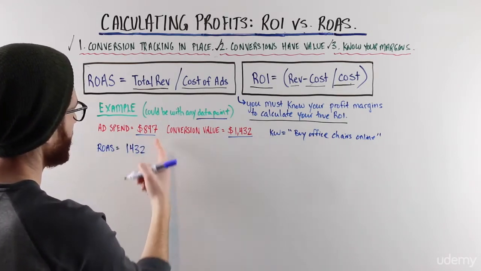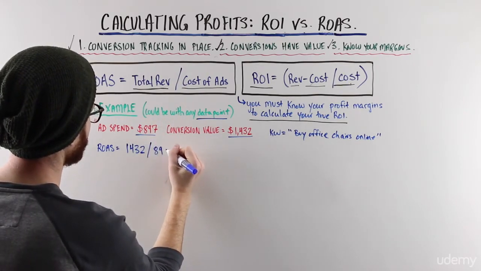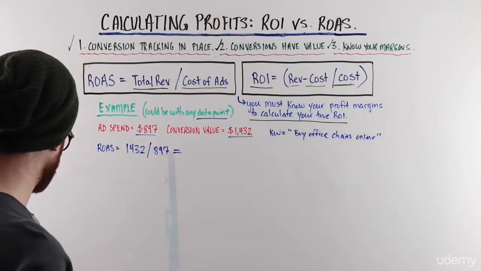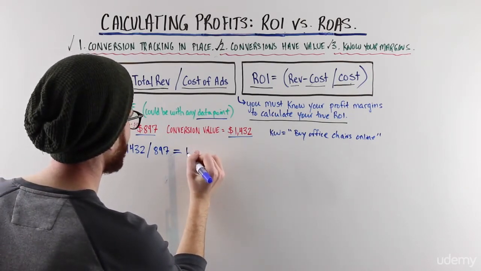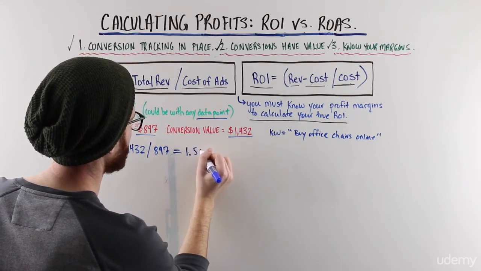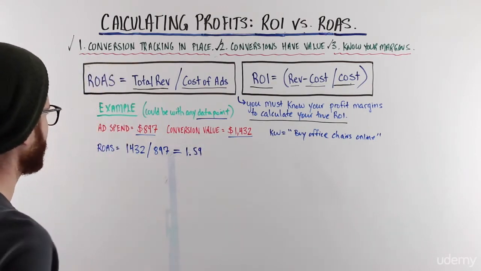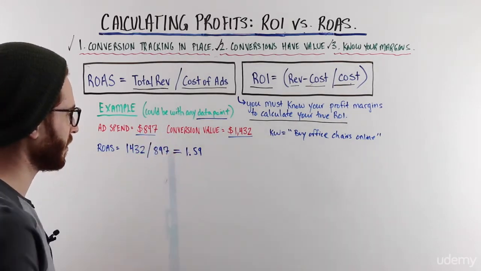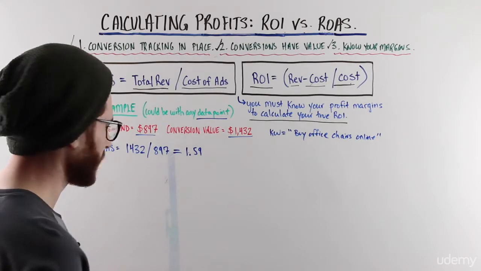1432 for our total revenue, simply divided by the cost of ads, divided by 897. And if you open up your calculator and take a look at what that is, the answer is 1.59. If you don't believe me, check it for yourself, but I'm pretty sure this is right. So return on ad spend, we take 1432 divided by 897, that equals 1.59. But what does that number 1.59 really mean? Well, let me tell you.